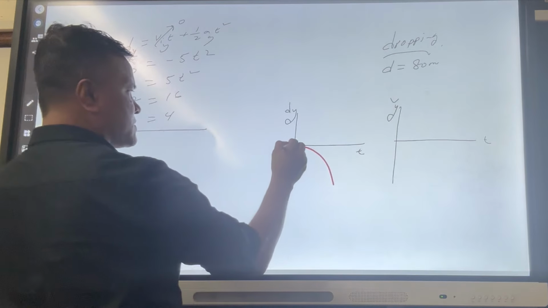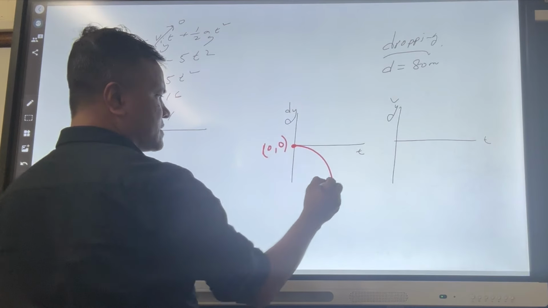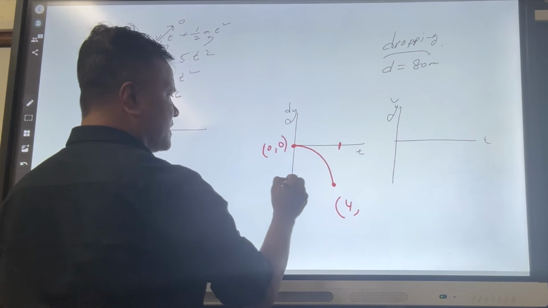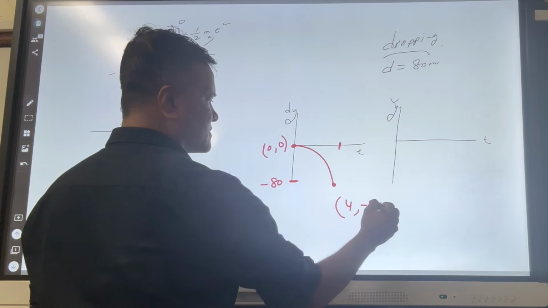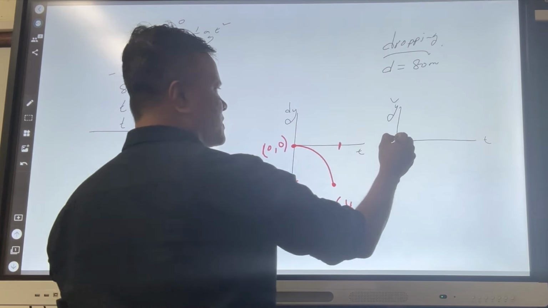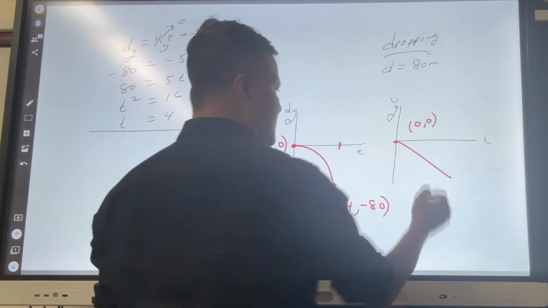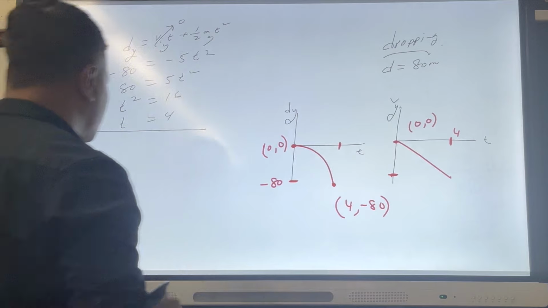Okay, so this is your 0, 0. And this is your 4, comma, negative 80. Okay, so now we're gonna draw this one. This is your, again, 0, 0. And this is your 4, comma, let's find out.